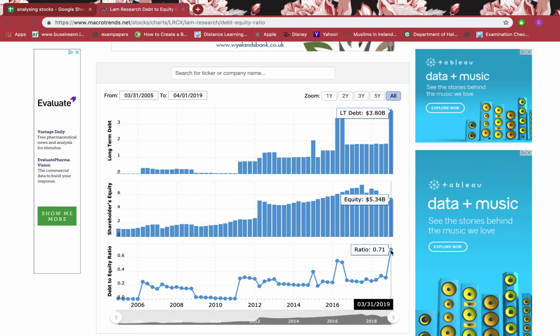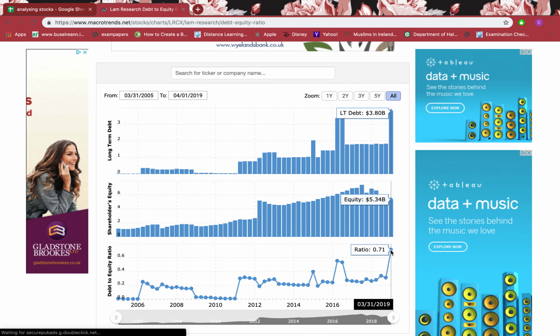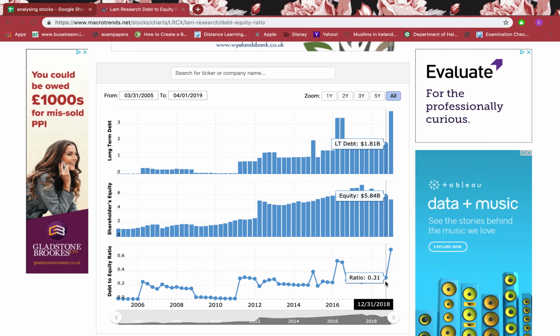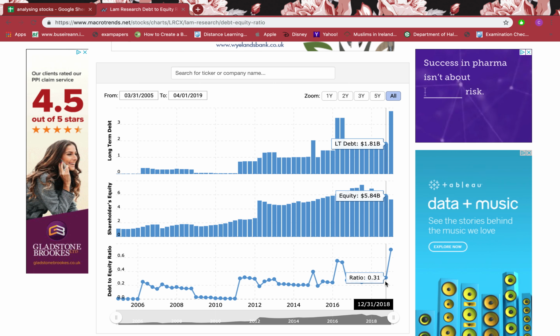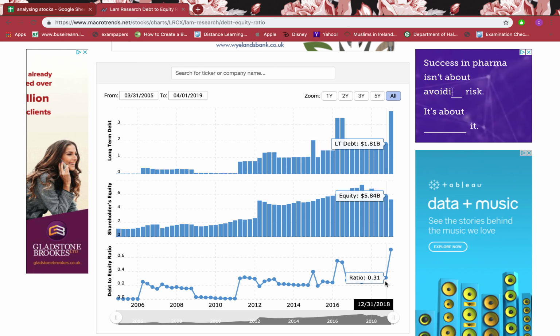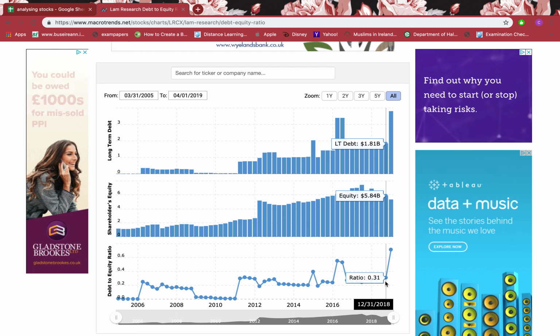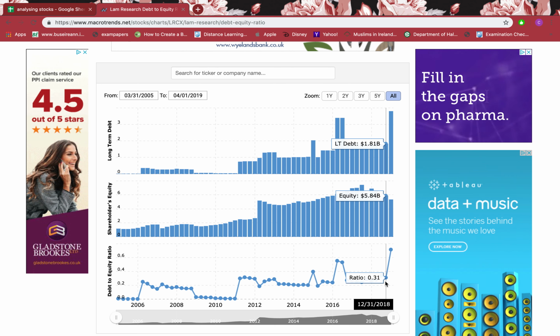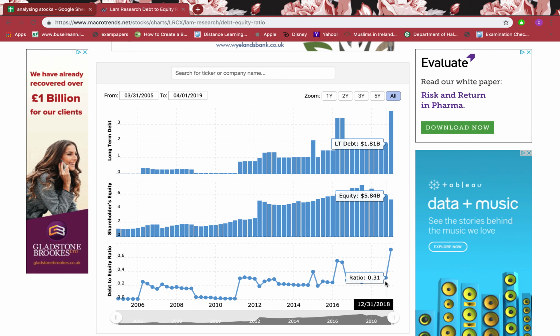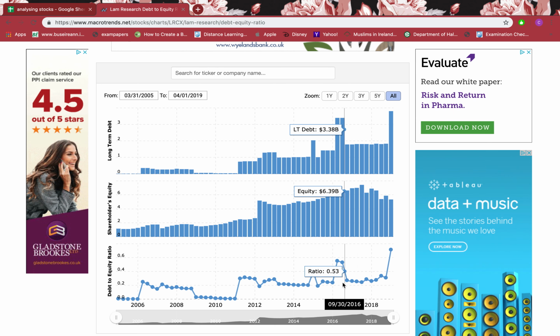So it's not ideal right now because it is not very secure to invest, because they have a lot of debt compared to equity. But in December 2018 it was 0.31, which means it's lower than 0.5, which makes it ideal because the debt is very little compared to equity. It's still operating on debt, but it's quite low compared to equity, so there's a margin of safety, which we are looking for when investing in a firm. And if I just go back, it's still the same.